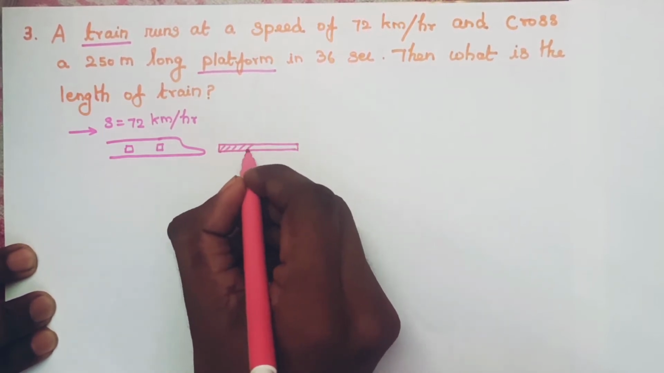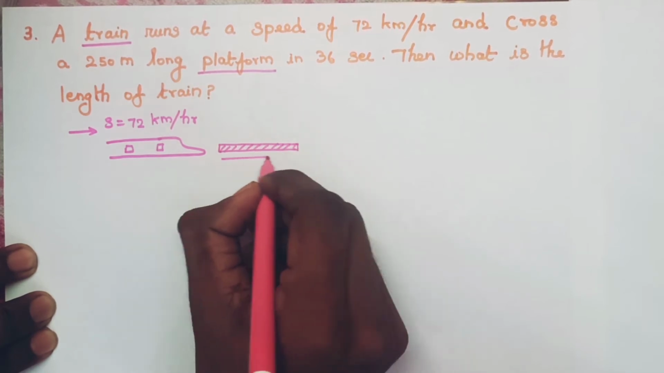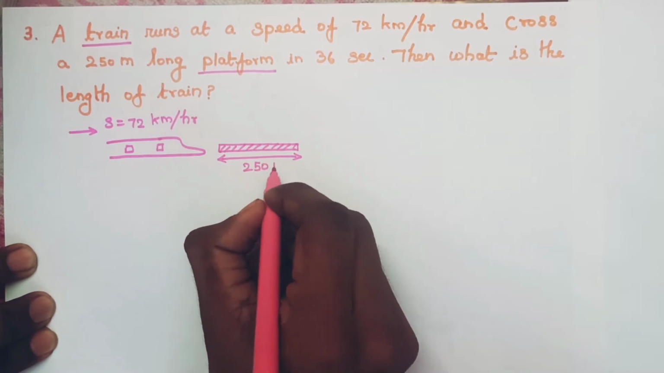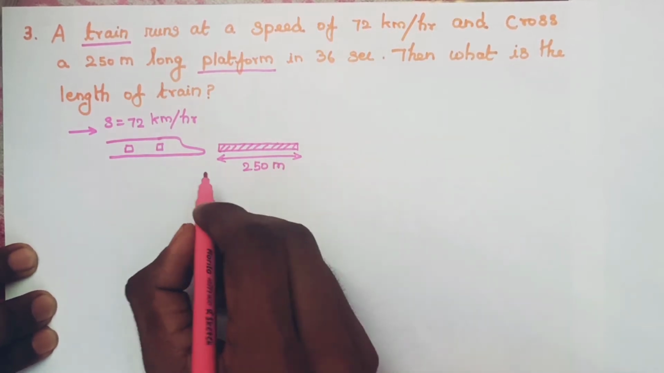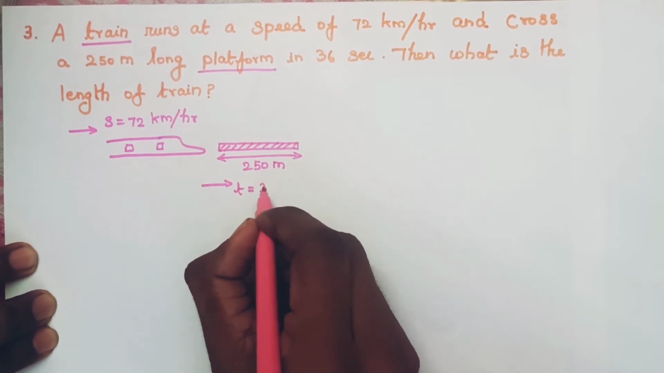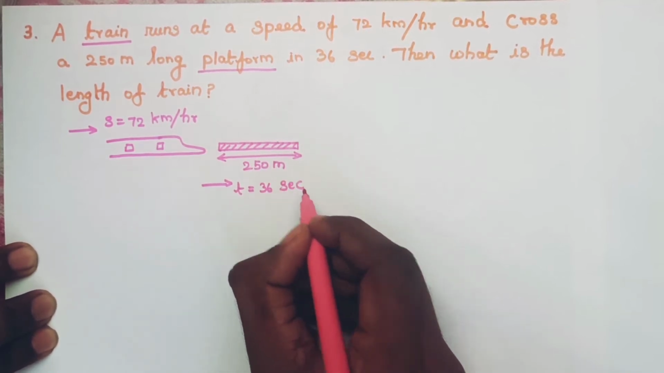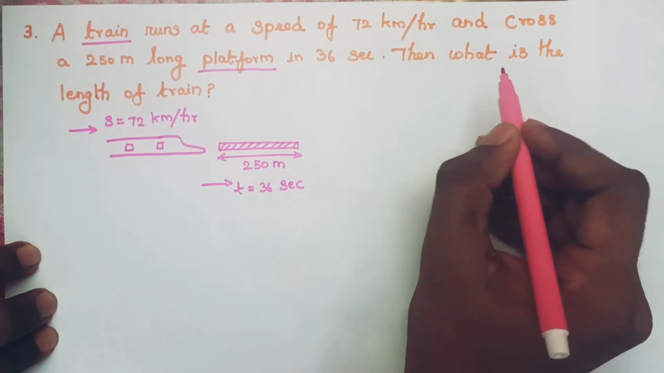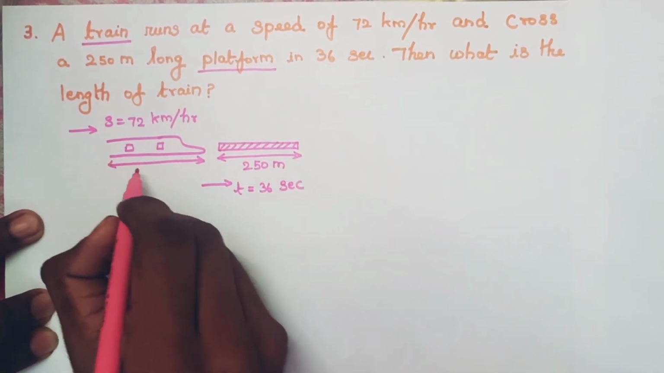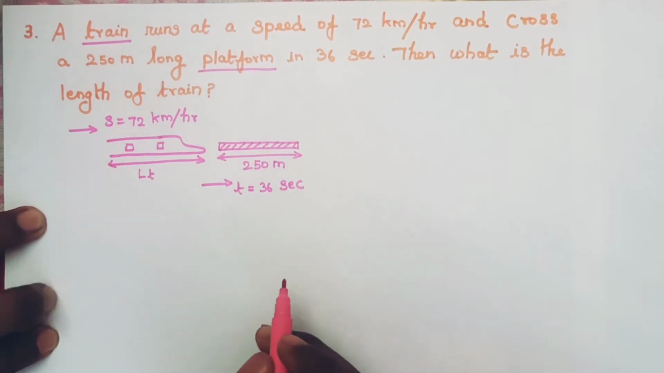Here is your platform. The length of the platform is 250 meter. In how many seconds? The train would take 36 seconds to cross this platform. Then what is the length of the train? So we have to find the length of the train here, right?